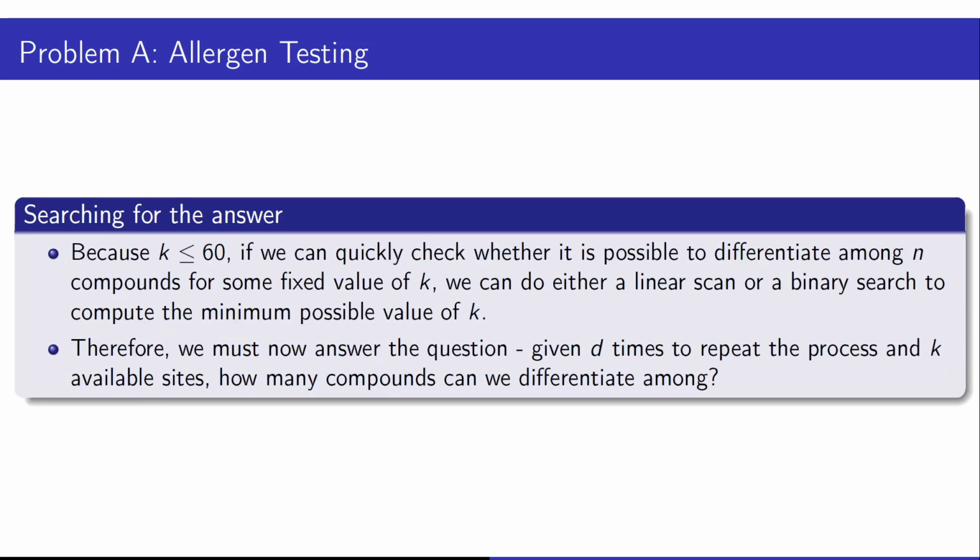Since we know that the answer is going to be relatively small, if we can quickly check for a fixed number of sites whether we can differentiate among n different compounds, we can either do a linear scan or a binary search to compute the minimum possible value. So now we just have to ask ourselves, given d times to repeat this process and k sites, how many compounds can we differentiate?